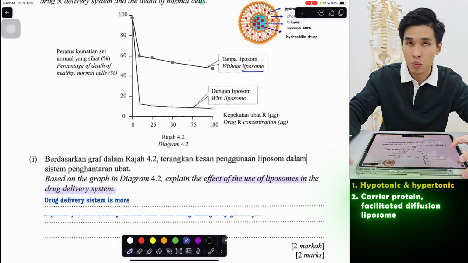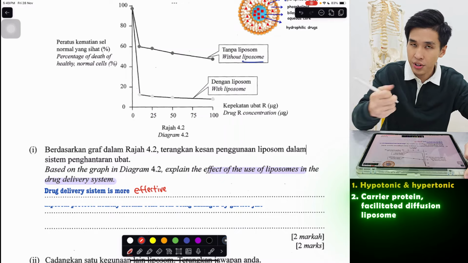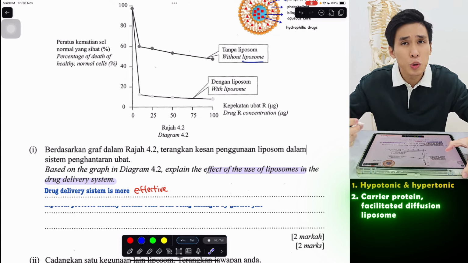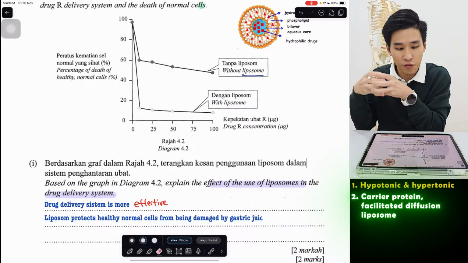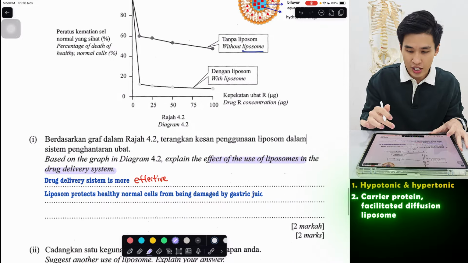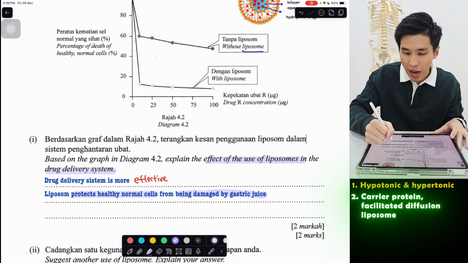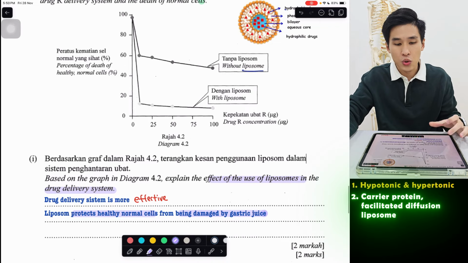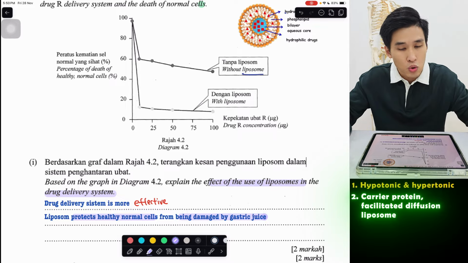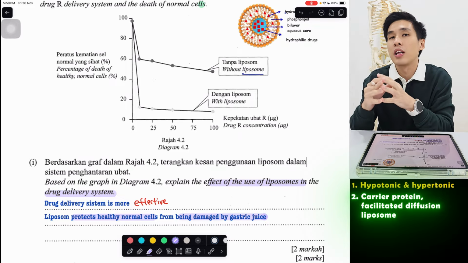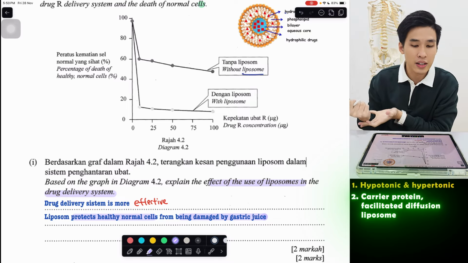Obviously with liposome, the drug delivery system will be more effective, because the liposome protects it. Like we mentioned just now, the liposome protects these living cells from being damaged by your gastric juice. It protects healthy normal cells from being damaged by the gastric juice. That is why it is more effective, because it's being protected. Once it reaches your small intestine, only then is the phospholipid bilayer broken down to absorb the cells or whatever content is inside it.